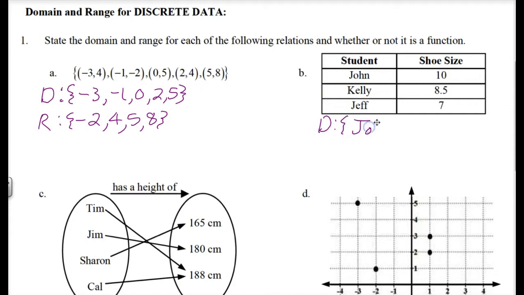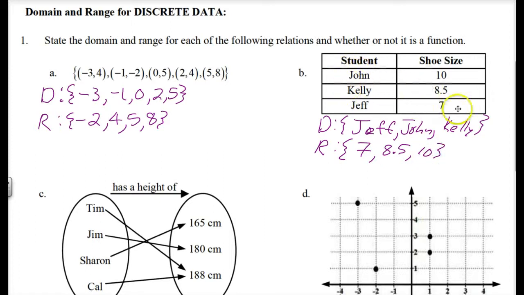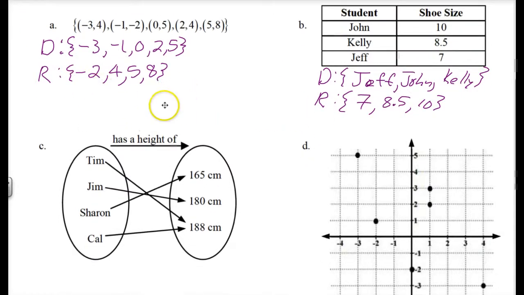Domain, John. Although really, I guess if I'm going alphabetical, Jeff, John, and Kelly. And the range, 7, 8.5, 10. And this is a function. If the student had 2 different shoe sizes, then it would not be a function, but this is a function. I guess we should write that in, right? Function. Function.